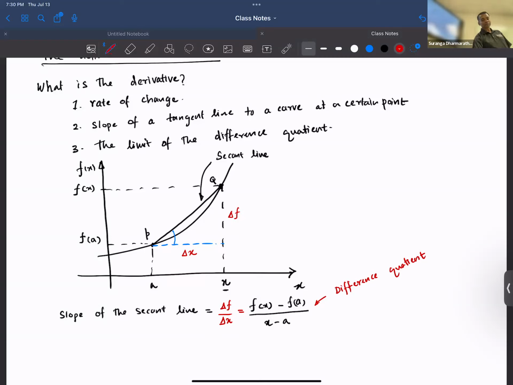Now I want to move this x closer and closer to a. Now, what we're talking about is a limit, right? I move x towards a. When I move x toward a, what would happen to this secant line? The angle of the secant line. What would happen to the slope of the secant line?